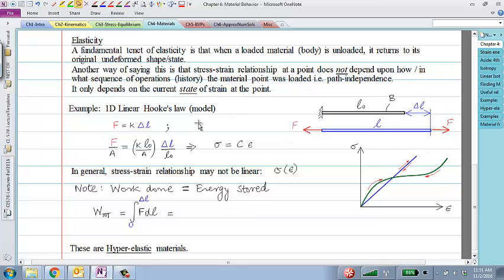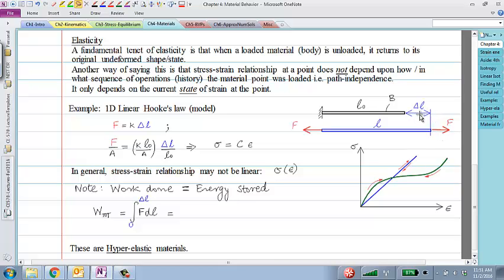So let's try to adapt that model into the framework that we are going to be looking at, so that we can extend these types of models to more general 3D stress strain behavior. We know that in one dimension, if you have a bar of original length L naught, you apply some force to it, the bar extends by some small amount delta L.